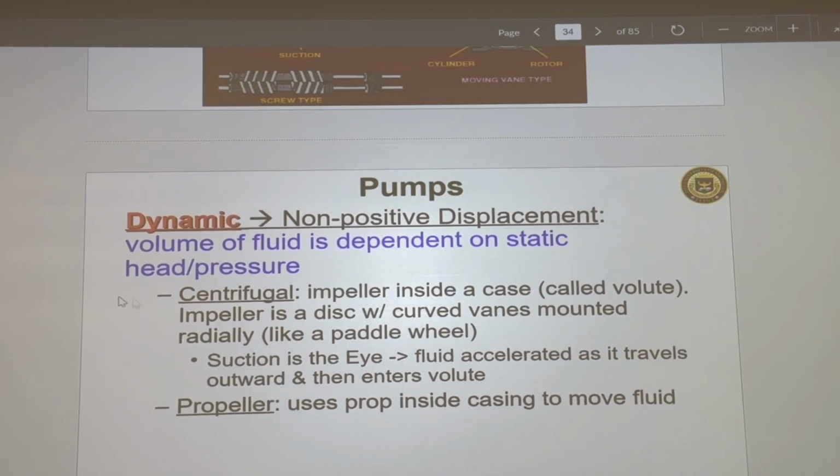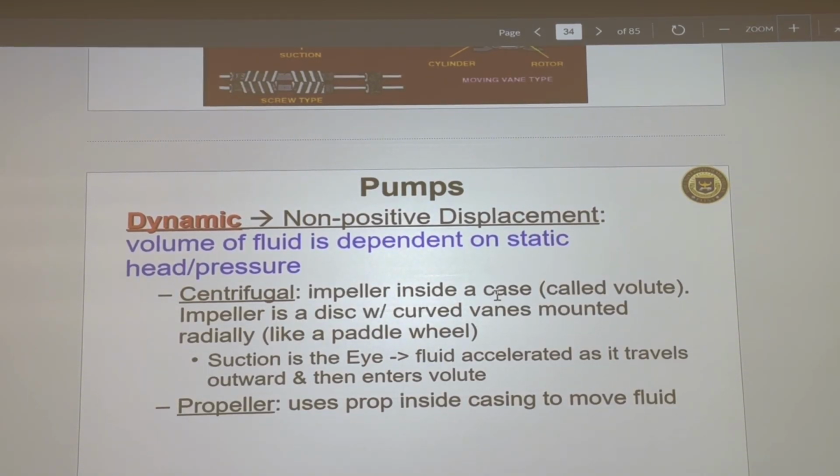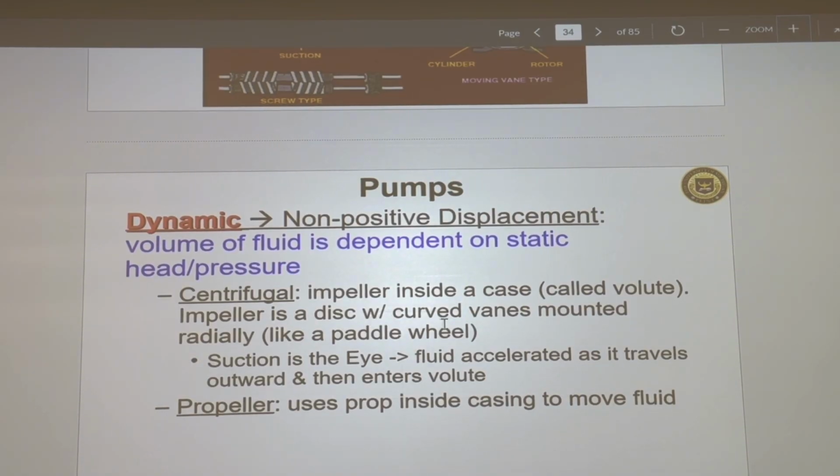So for the centrifugal pump, the way to understand it is an impeller inside a casing. Think about it: you have a casing and the impeller is sitting inside. That casing is called the volute. An impeller is a disc with curved vanes. I'll show you what it is. Basically, a disc where the vanes are put in place, welded or machined or whatever you want to call it.